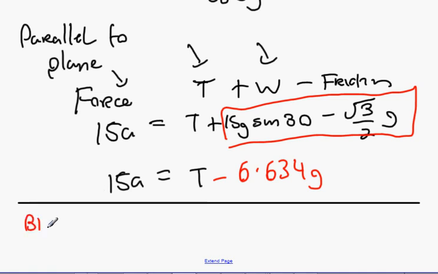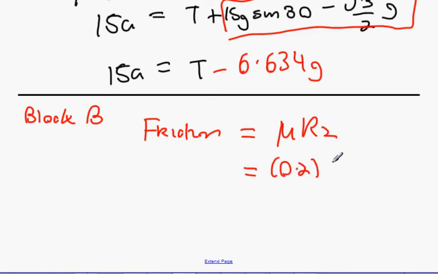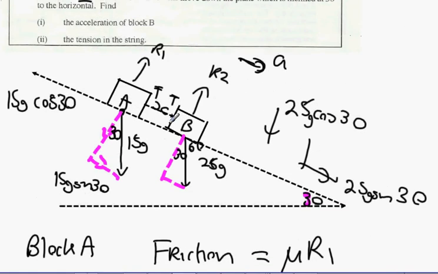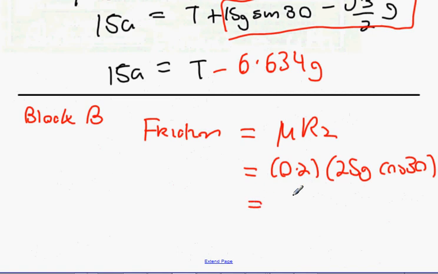Okay. So block B is going to be its friction is mu R2, which is going to be 0.2, its coefficient of friction. Its R2 value is going to be 25G cos 30. The reason why it's 25G cos 30 is it's in the opposite direction. See, R2 is up against this component going down, 25G cos 30. Okay, so we're going to put all that in the calculator and we get 5 root 3 over 2G.